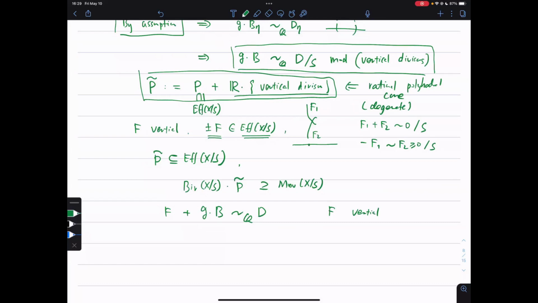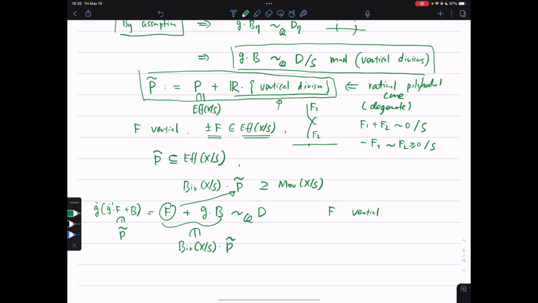Although it may not be effective, it could be plus or minus vertical divisors, but we know it's effective in the relative setting. So we have this, and from that, because these vertical divisors, no matter their plus or minus sign, are always included in this P tilde, because we include all of P tilde here. So this part is contained inside of this birational group action of P tilde. For example, this could be right here, like the G inverse action of F plus B.